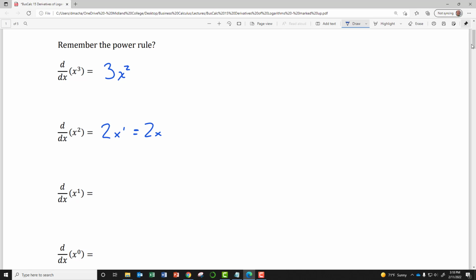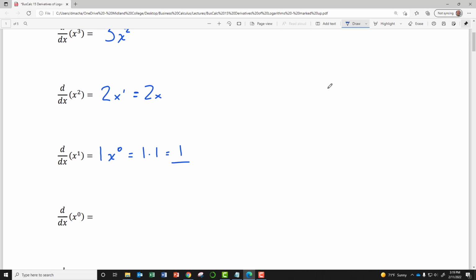And next, if we take the derivative with respect to x of x to the 1 power, this would be 1 times x to the 0 power. 1 minus 1 is 0. And this would be 1 times 1, because x to the 0 power is just the number 1. And then 1 times 1 is just 1.